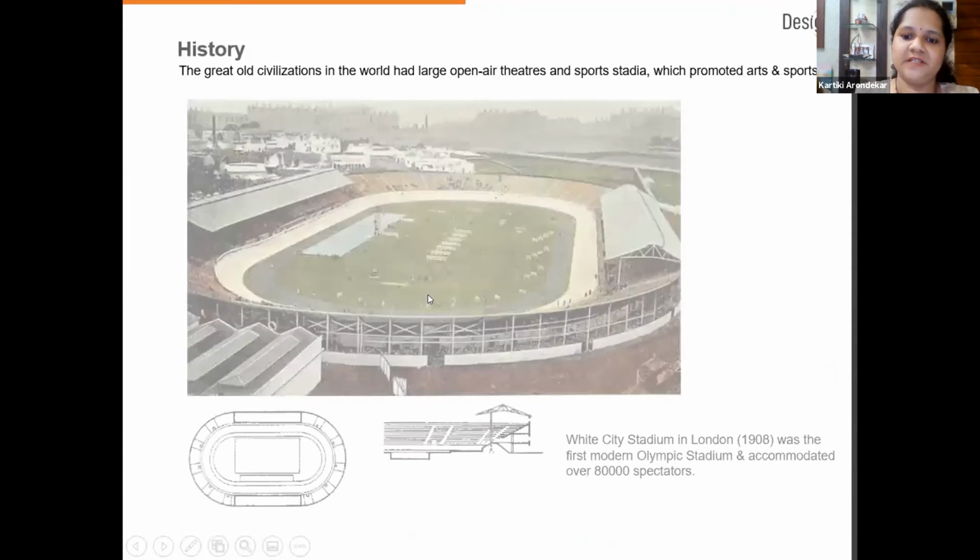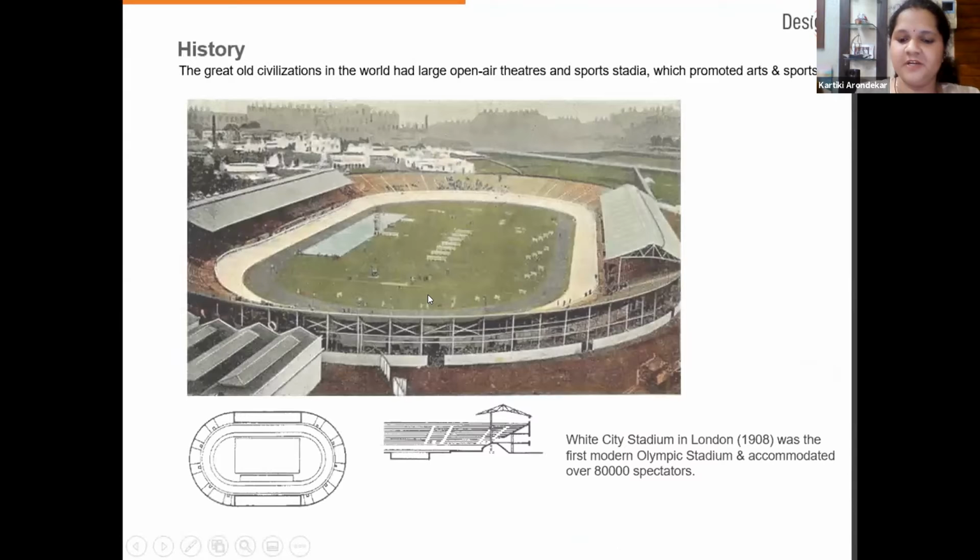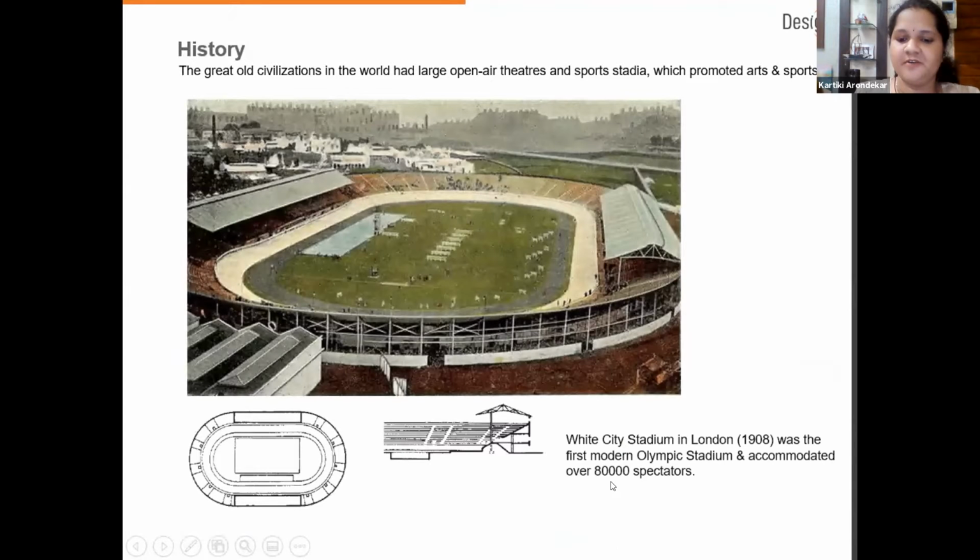Further on, the first modern Olympic stadium was built, the White City Stadium, with the capacity. So this was the first stadium where the first hosting of the event was done in the world.